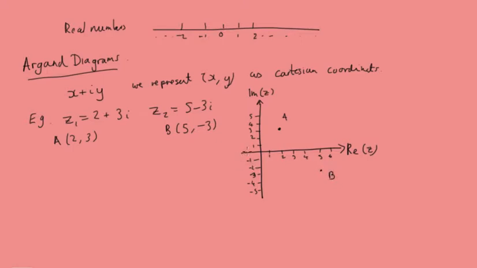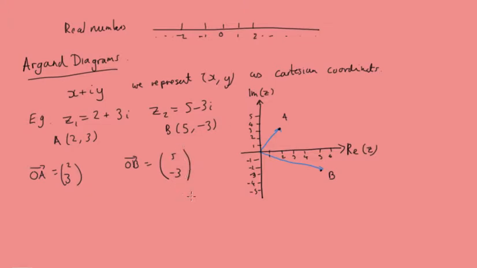Now, we can easily see from this that we can plot on this a vector OA and OB. So we now have position vectors. We have OA is equal to (2, 3), and we have OB is equal to (5, -3).